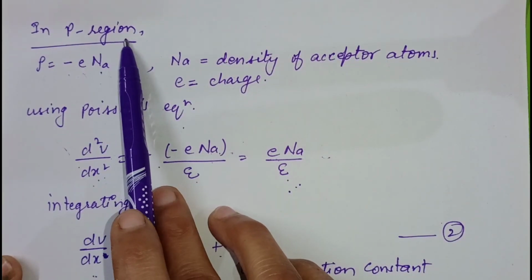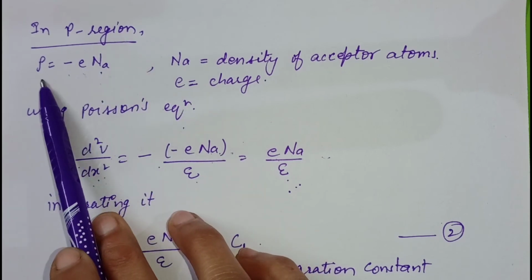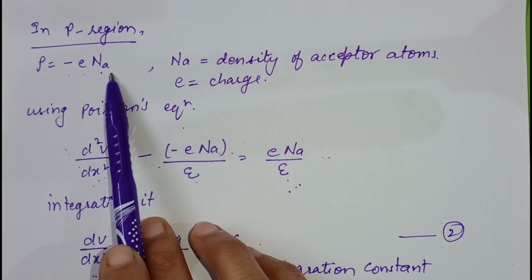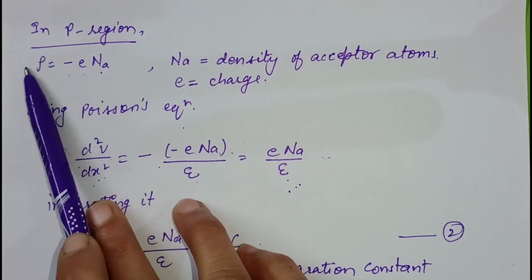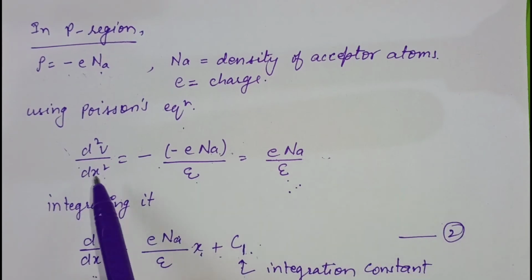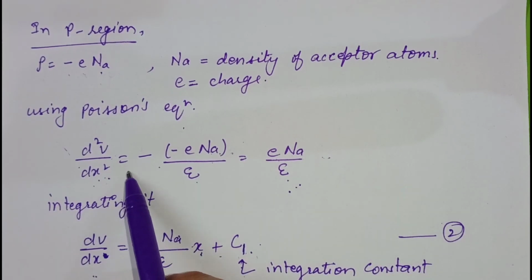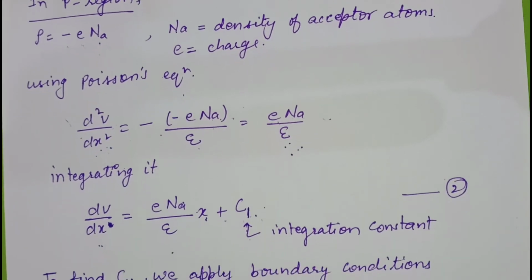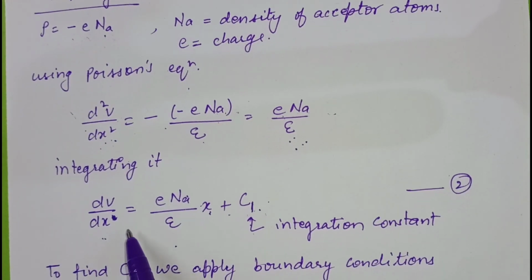First we will take the p region. In the p region, the charge density is equal to negative of the charge into the acceptor ion concentration. Now putting this value of rho in Poisson's equation, we will get d²V upon dx² equals e into Na upon epsilon. Now we will integrate this equation. By integrating this equation, we will get dV upon dx equals e Na upon epsilon into x plus C1. This C1 is the integration constant.